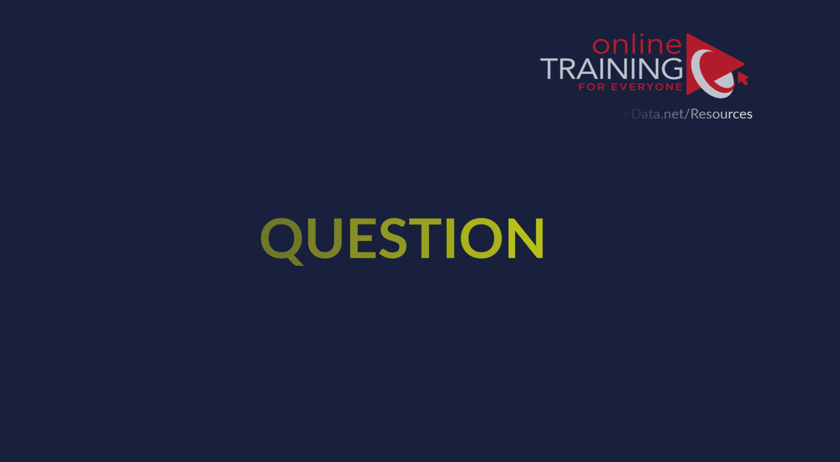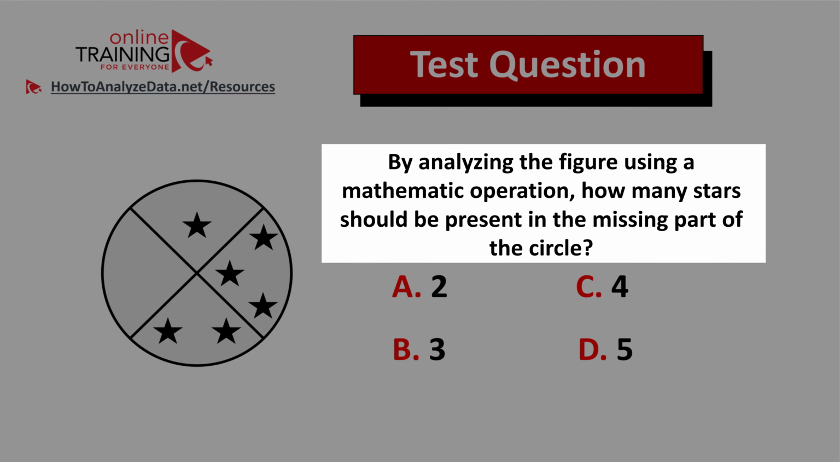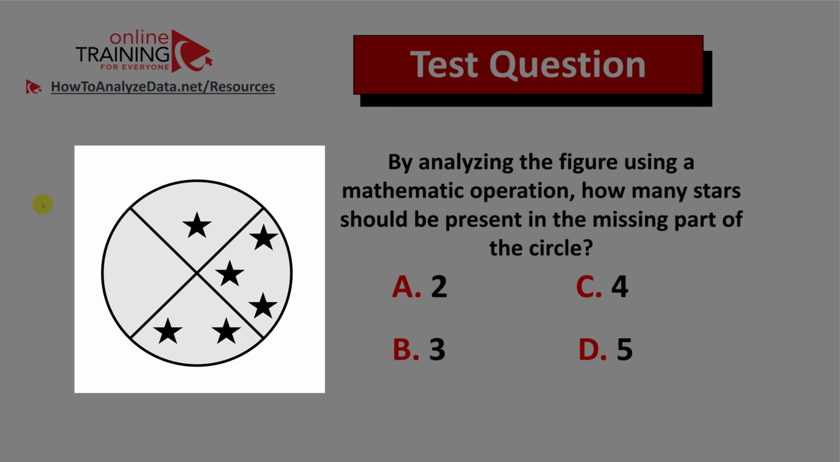Let's look at the tricky question, which tests your knowledge of reasoning as well as the math skills. Here's the question. By analyzing the figure using a mathematical operation, how many stars should be present in the missing part of the circle? And you have a circle broken down into 4 equal parts. 3 parts of the circle already have stars, and they have 1, 2, and then 3 stars.